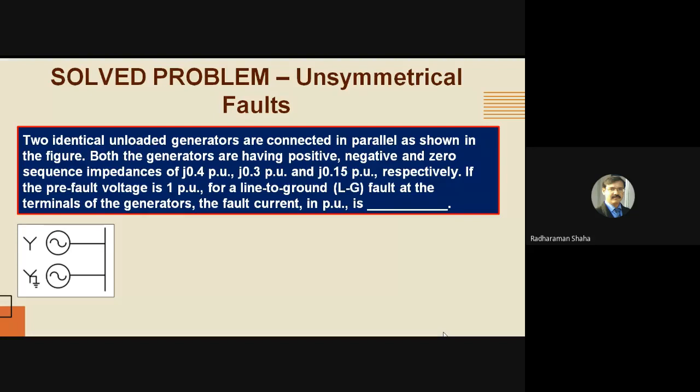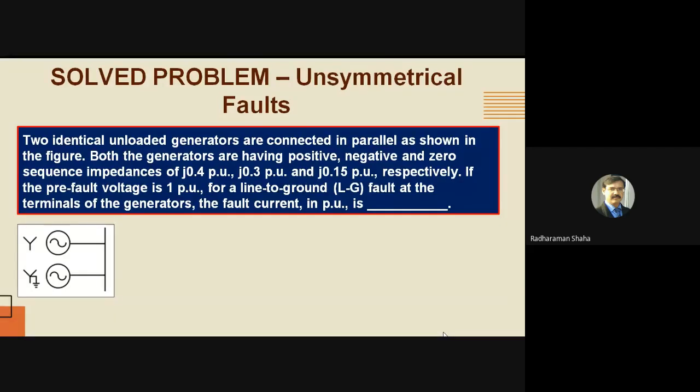So today we are going to solve some problems related to the unsymmetrical faults. In the previous lecture, we learned about the symmetrical fault. We have also seen the classification of the faults into symmetrical and unsymmetrical faults. In case of the symmetrical fault, we saw the three-phase and three-phase to ground fault. So these were the two faults that we saw in the symmetrical fault, and today we are going to solve a few problems related to the unsymmetrical fault.